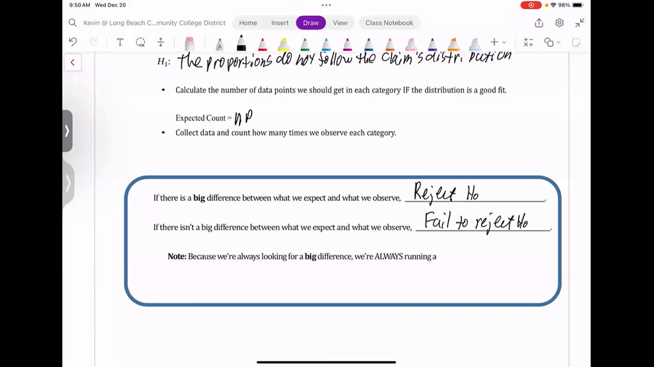And because we're looking for a big difference, we're always running a right-tailed test. Meaning in our chi-squared distribution, you're always going to have a right-tailed test. And that's going to follow for us. All right, let's get into some specific examples.